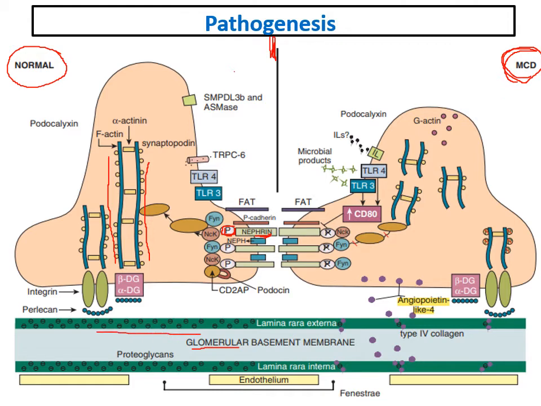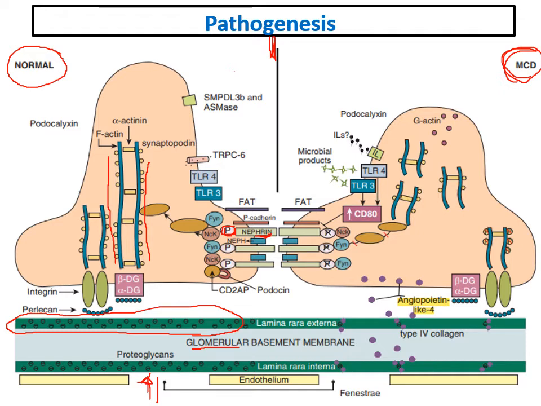These structures, look here, are the anionic sites, molecules with an anionic charge that repel albumin, which has a negative charge, from passing through this fenestration. Albumin with a negative charge comes here, finds this negative charge, and then goes back. These are the two mechanisms in the normal condition.